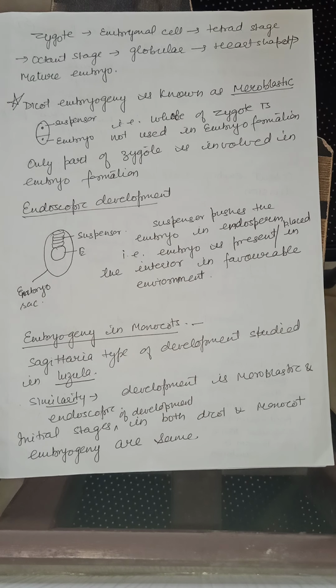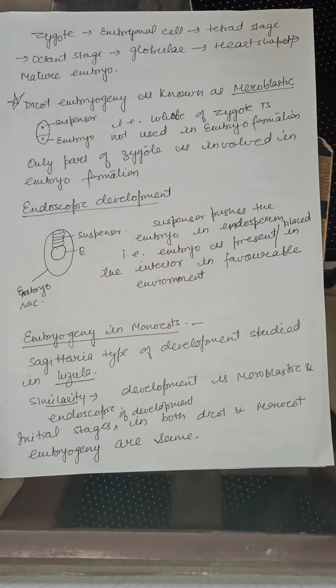So this is the sequence of events in the formation of the mature embryo, and this whole thing is given in your NCERT. Dicot embryogeny is known as meroblastic. This is very important from a competition point of view. See children, dicot embryogeny is known as meroblastic. Why is it known as meroblastic? Because the whole of the zygote is not taking part in the formation of the embryo.